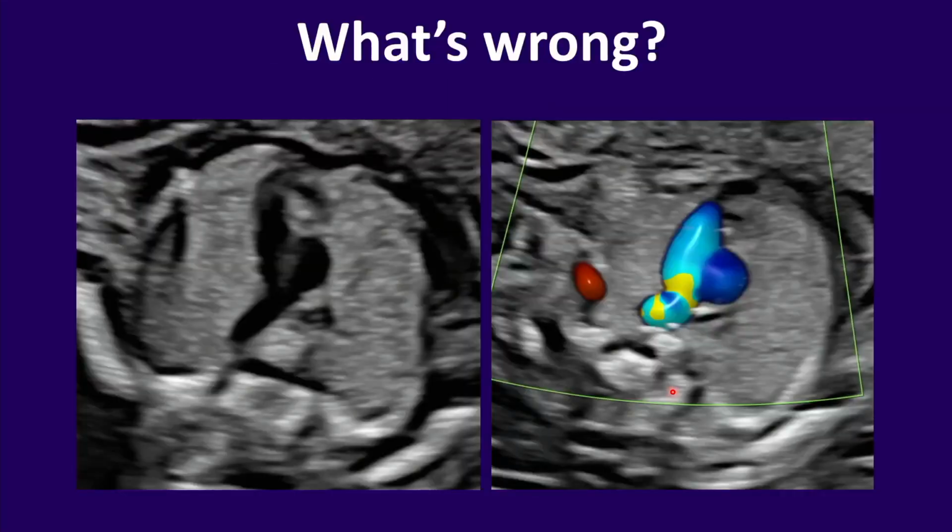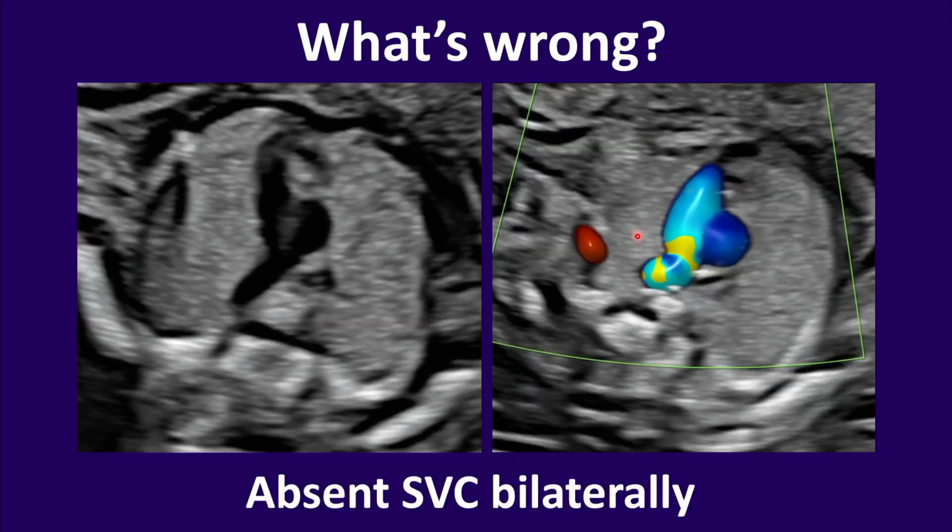Now let's go back to the 3 vessel and trachea view. We cannot see the SVC on either side of this chest. Can it be that the baby has no SVC at all? Indeed, it's possible. And that was exactly the case, with bilateral agenesis of the superior vena cava.